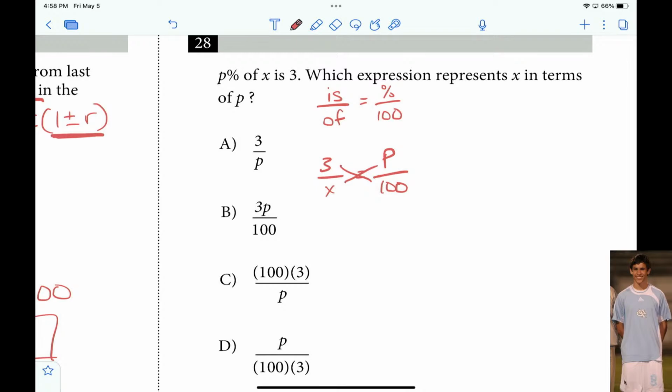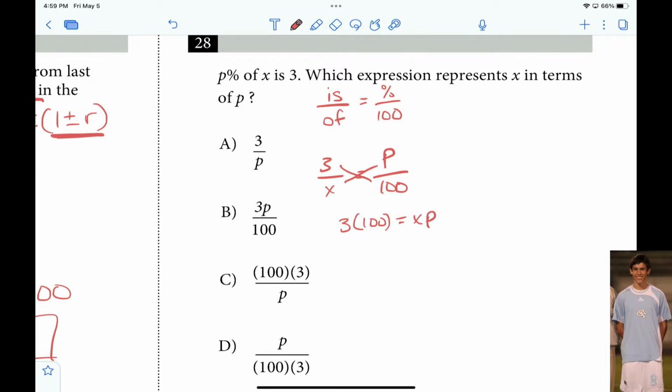So we say 3 times 100. I'm going to actually leave it as 3 times 100 because if you look at the answers, they actually didn't multiply them. Why did they not do that? I honestly don't know. They just sometimes do random stuff. And that equals xp. And then this question says, which expression represents x in terms of p?